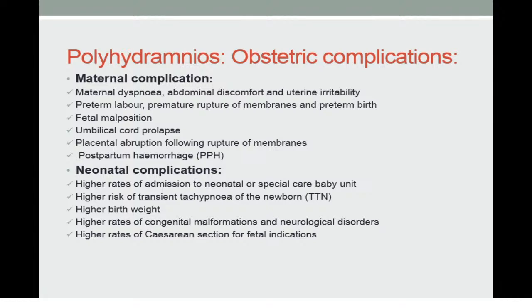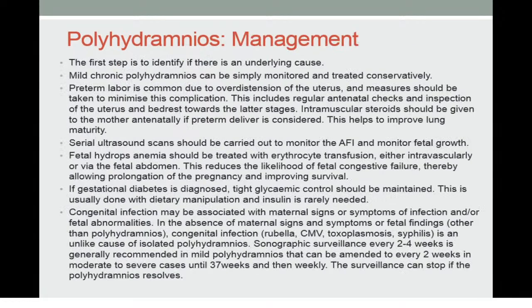As for obstetric complications typical of patients with polyhydramnios, they are presented in this slide. Besides complications which are directly dependent on the causative factor, we have special obstetric complications. What are these? Abdominal discomfort, uterine irritability, preterm labor, premature rupture of membranes, fetal malposition, umbilical cord prolapse, placental abruption, postpartum hemorrhage, and neonatal complications. Higher rate of admission to neonatal special care baby unit, higher risk of tachypnea, higher birth weight, higher rate of congenital malformation, neurological disorders, higher rate of cesarean section for fetal indications.